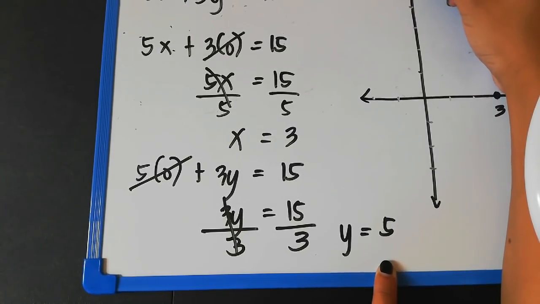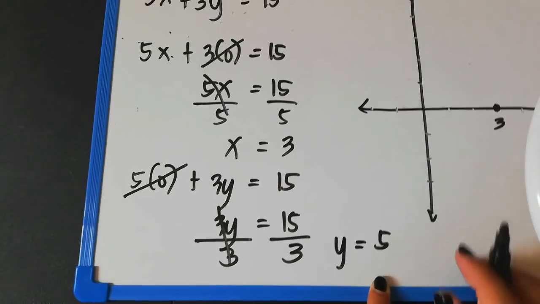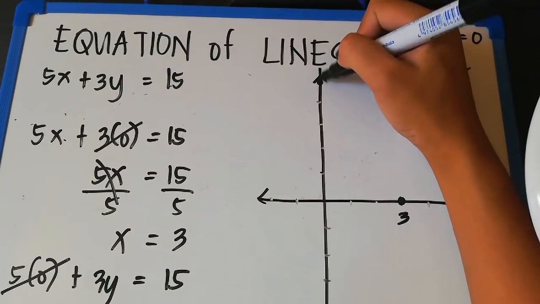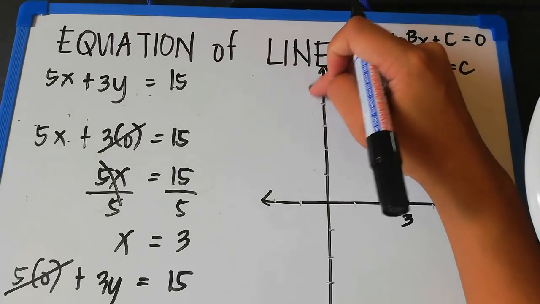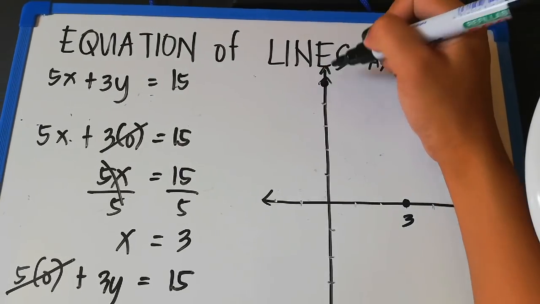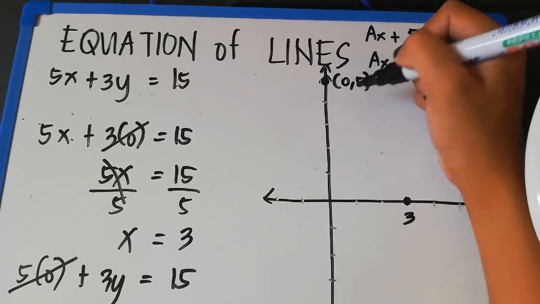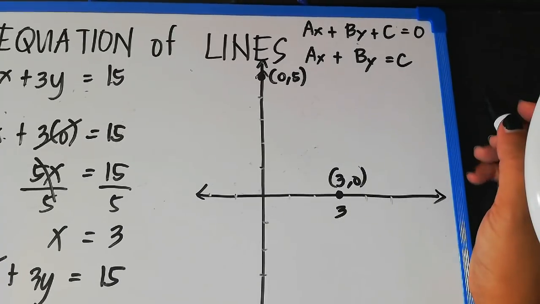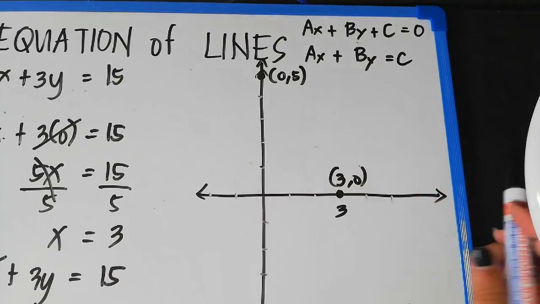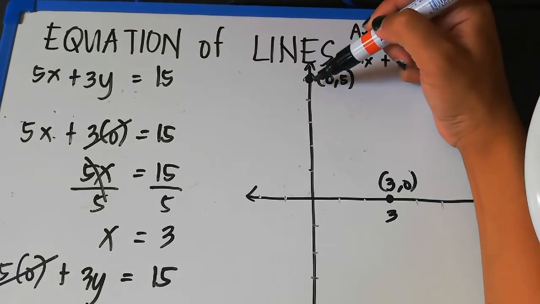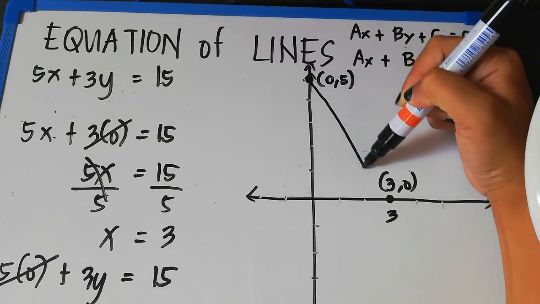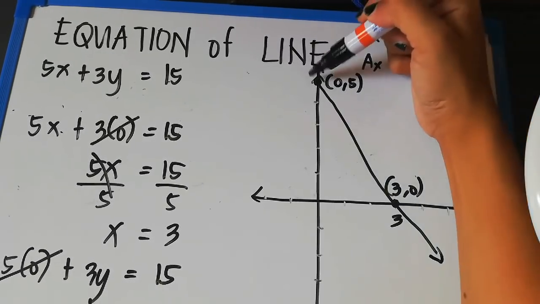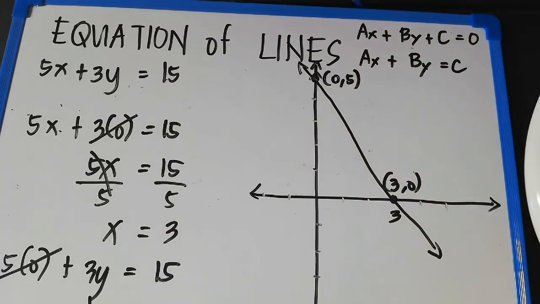Yan. Nandito si 0, 5. Ito naman si 3, 0. Meron na tayong ngayong rough sketch ng graph ng equation na 5x plus 3y is equal to 15. So, connecting these points. Yan. Ito na ang rough sketch ng graph ng equation na 5x plus 3y is equal to 15.